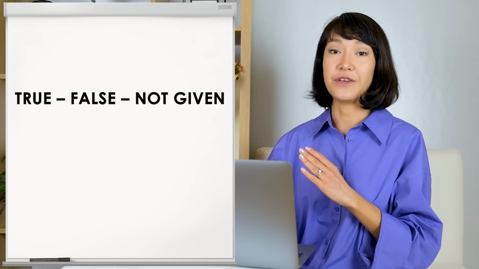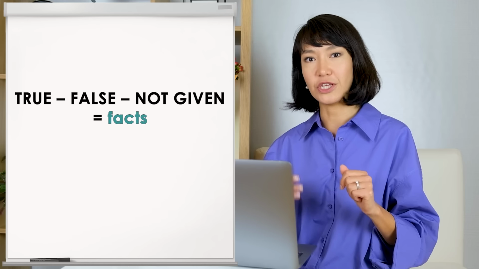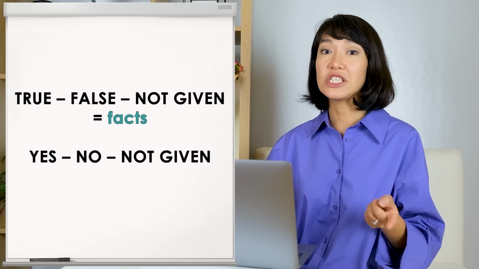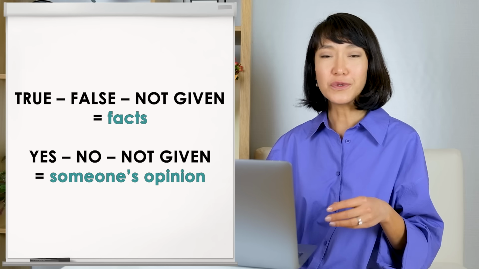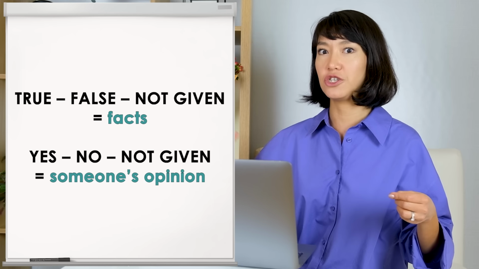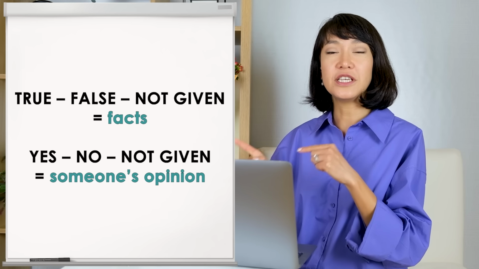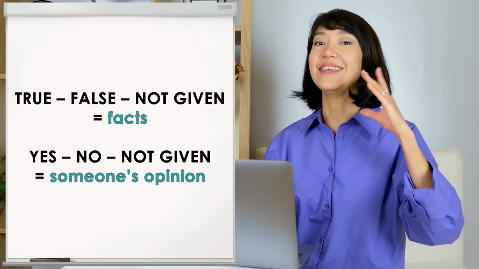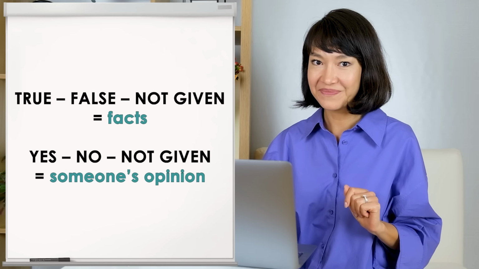Now, let's talk about yes, no, not given questions, which are very similar. But true, false, not given questions are about facts. So a fact may be true. Yes, no questions are about someone's opinion. We don't want to claim that this opinion is true. Maybe it's not. But is it what this person thinks? Yes. That's why we answer yes and no.